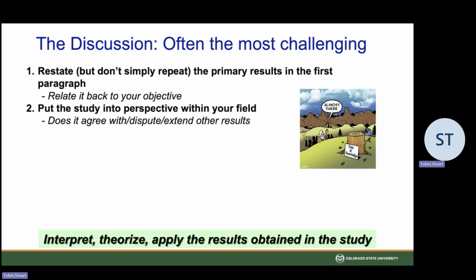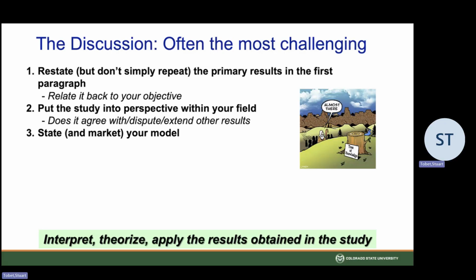You want to put perspective into the field as you write this. So does it agree or disagree with other results that are in the field? It's not simply about you. It's about you relative to whatever other people have found. Are you finding a result that's different than somebody because they did it slightly differently? Are you finding a result because you added an extra twist that you think was particularly important? What's the reason for differences between your result and somebody else's?